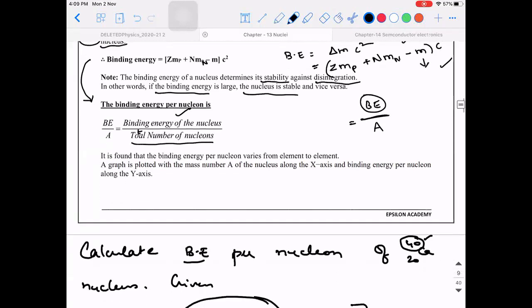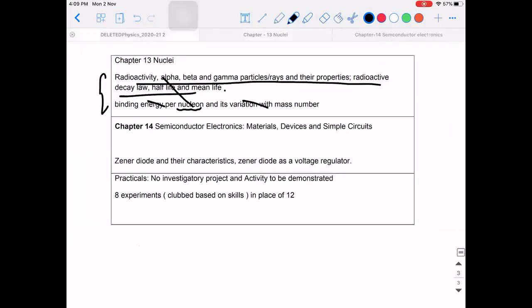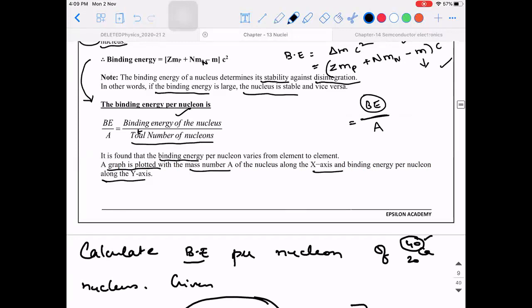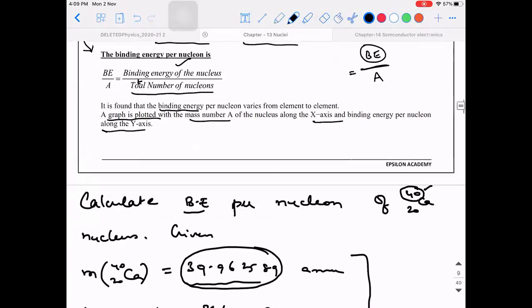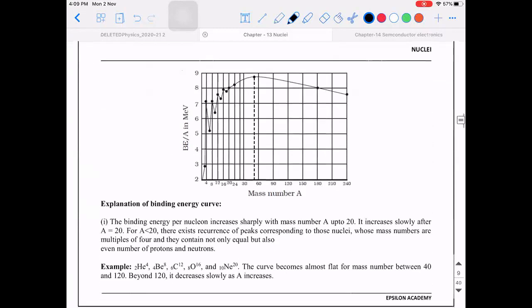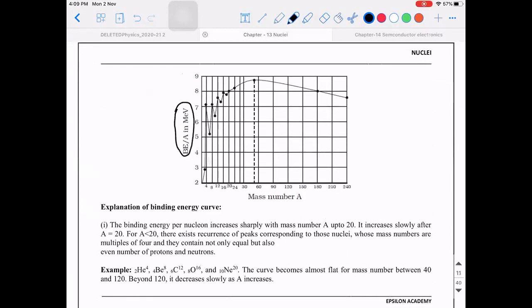So when you calculate this value, it is found that the binding energy per nucleon varies from element to element. Based on this, a graph is plotted with the mass number A of the nucleus along the x-axis and binding energy per nucleon along the y-axis, and its variation with mass number. I suggest you understand this so that you will have clarity when questions are asked. So I'll show you the graph. This is the binding energy per nucleon measured in megaelectron volt versus mass number on the x-axis. You are able to see this graph, right?